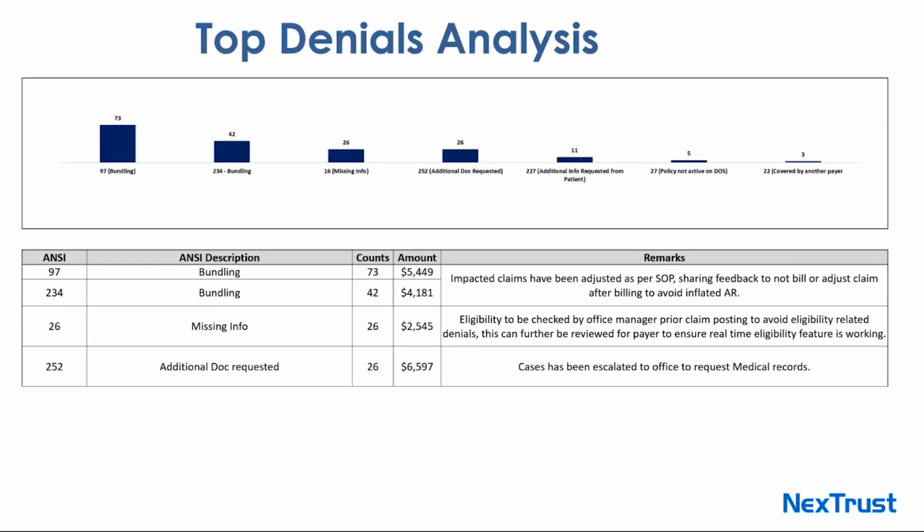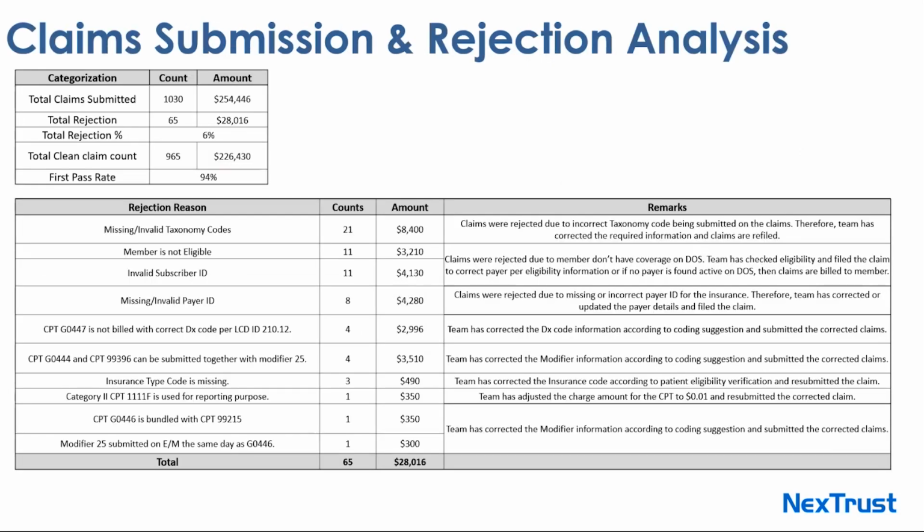Top denials analysis. This is going back to that one about digging in and understanding: are we seeing the same type of denials every time, and why? What can we adjust? What can we change? And then these are things that you would discuss also with your account manager. And the last one is the claim submission and rejection analysis. Again, detailed around those specific things.